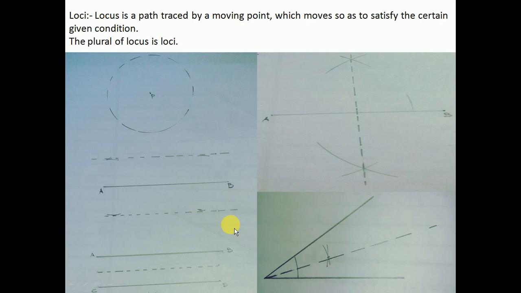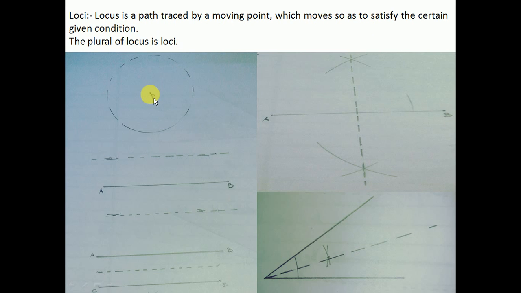Dear students, today we will study two chapters together, that is loci and construction. Now, what is a locus? Loci, or locus, is a path traced by a moving point which moves so as to satisfy a certain given condition. It is a path traced by a moving point.